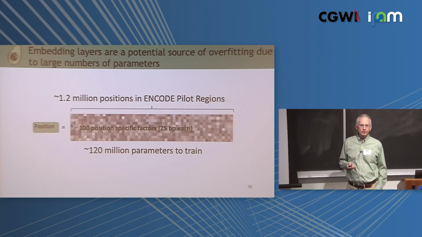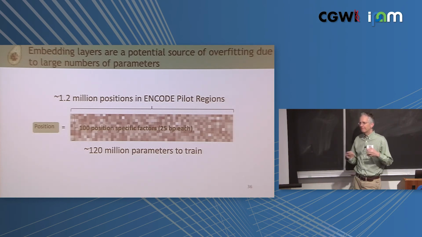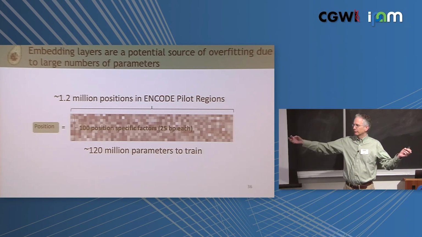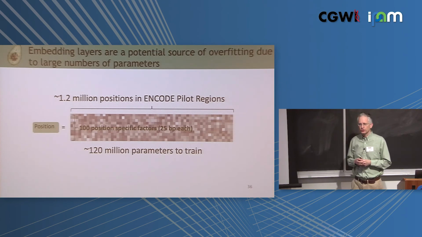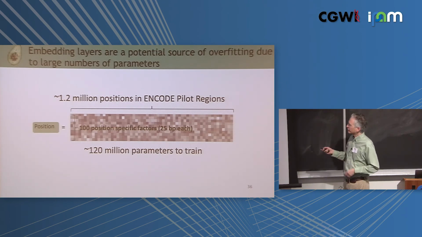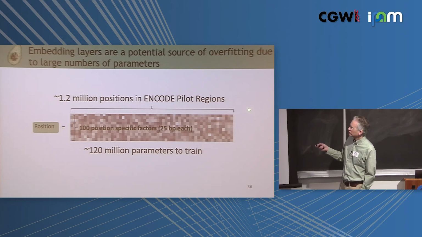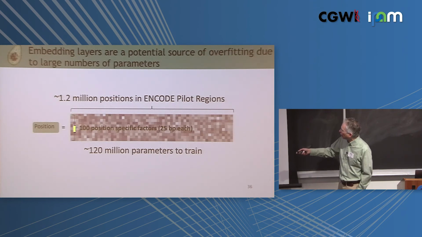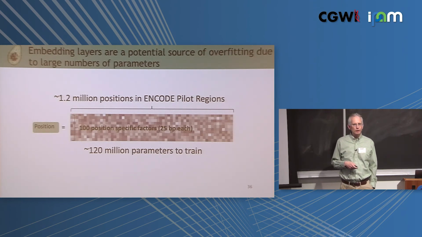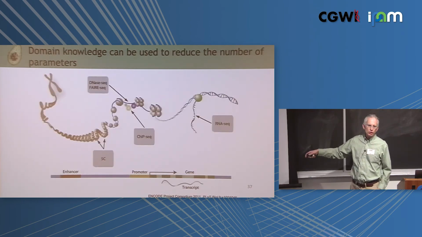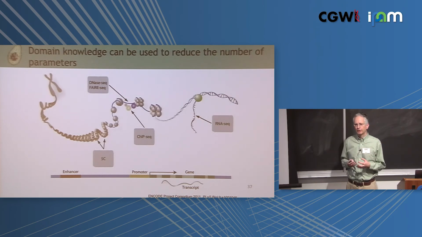The other difference is that in thinking about the model itself, the vast majority of the parameters of this model are devoted to modeling the locations along the genomic axis. And so the question was, could we do something better than just having one big matrix that has about 1.2 million positions just in the ENCODE pilot regions, just in the 1% of the genome, and 100 position-specific factors for each one. The idea is that if we think about what's going on biologically, we know that there are different scales of phenomena that we're interested in.